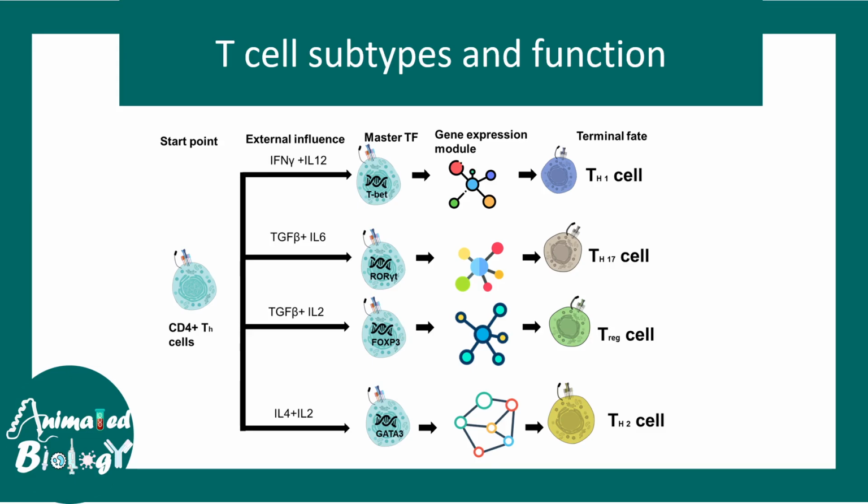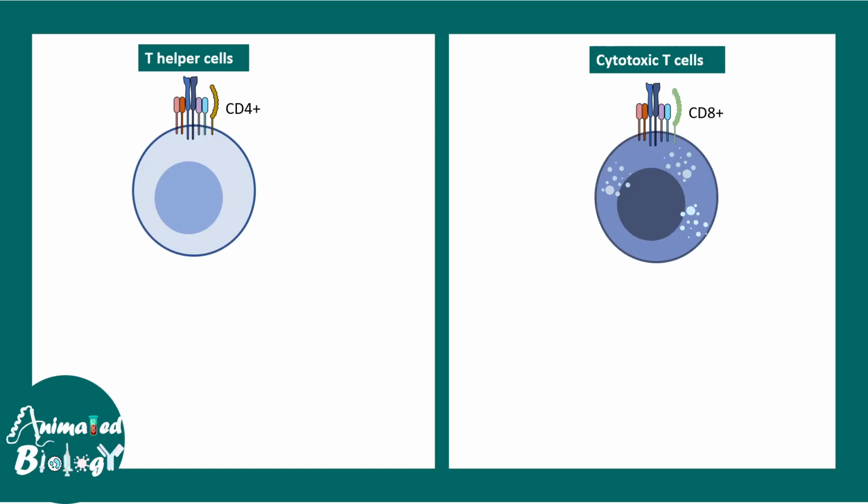In this video, we'll talk about the subtypes of T cells. Now, broadly, T cells can be classified into two subgroups. One is CD4 positive T helper cells. Another is CD8 positive cytotoxic T cells. Now, these two types of cells differ on the basis of their functions and structures.